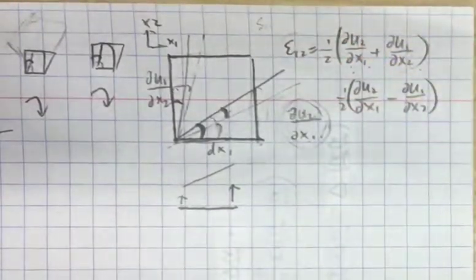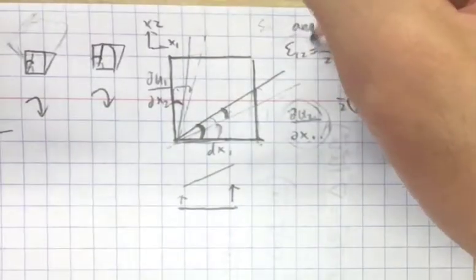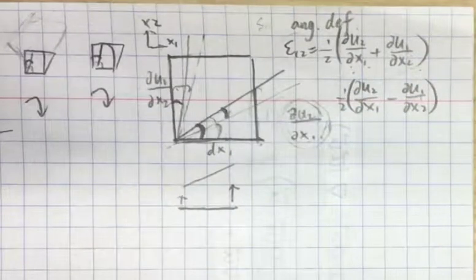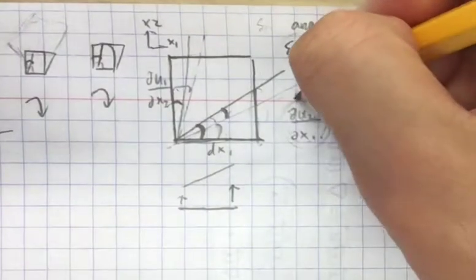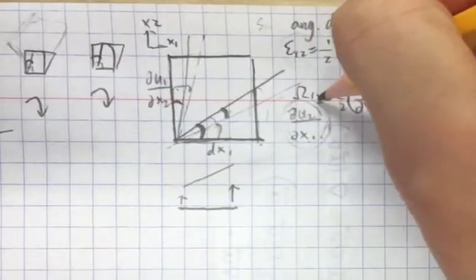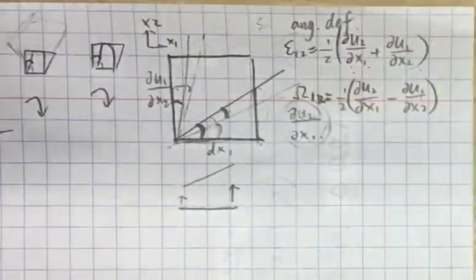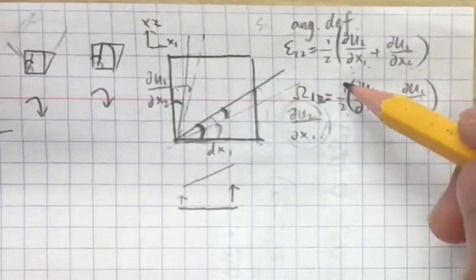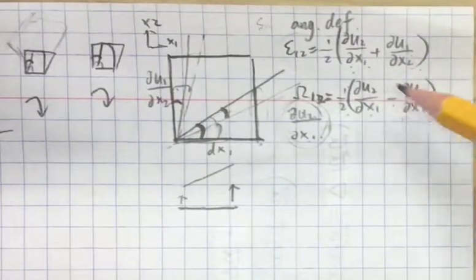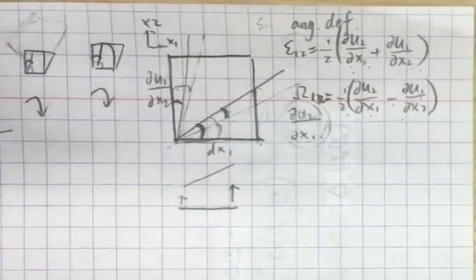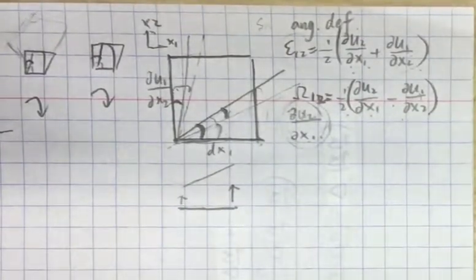Okay, so this is epsilon 1, 2, which we call the angular deformation. And what's this part? Well, this part is just the rotation. This part we call omega 1, 2. If you see, omega 2, 1 will be half du1 dx2 minus du2 dx1, which will be the opposite of omega 1, 2. So if we write the omega tensor out, we expect to get an anti-symmetric tensor, right?